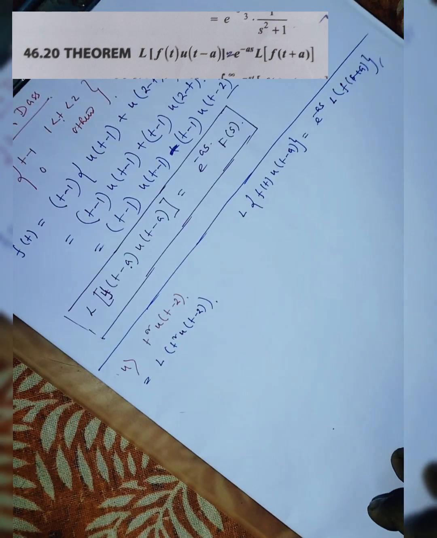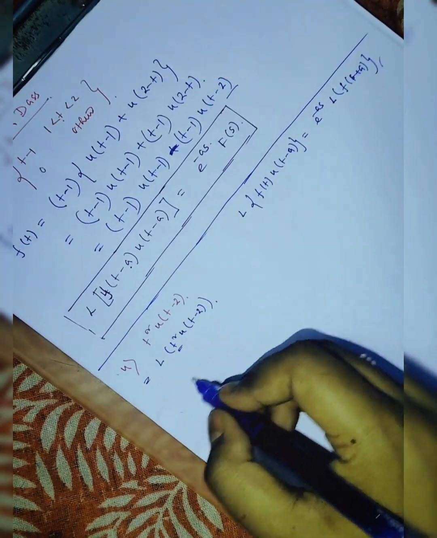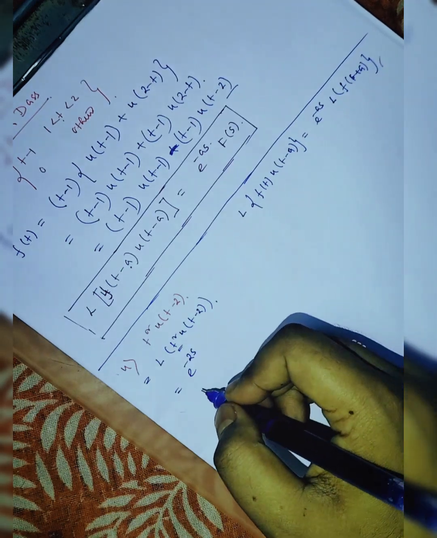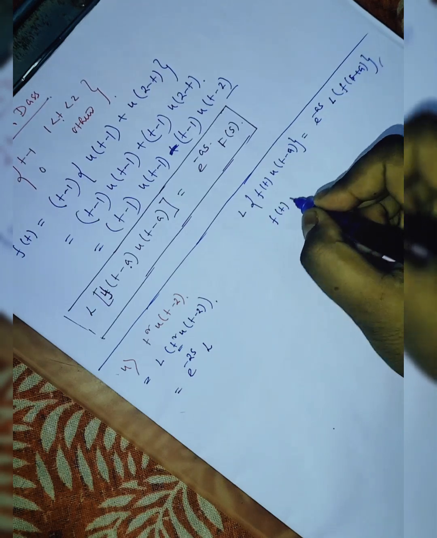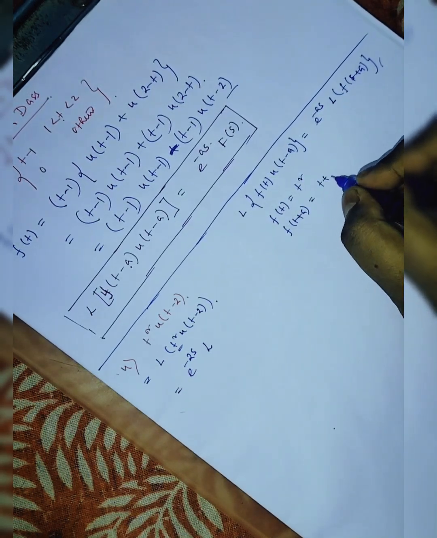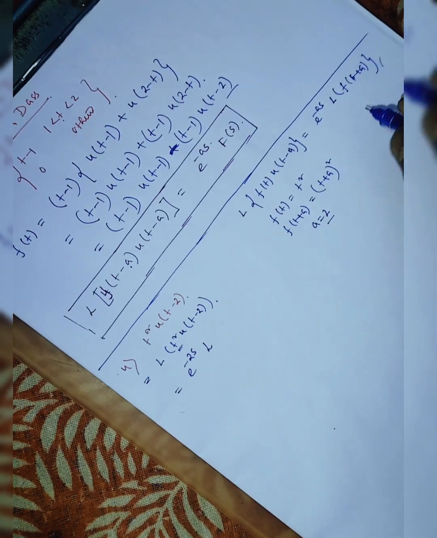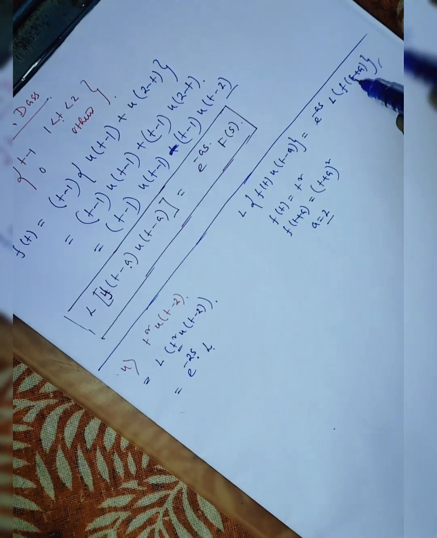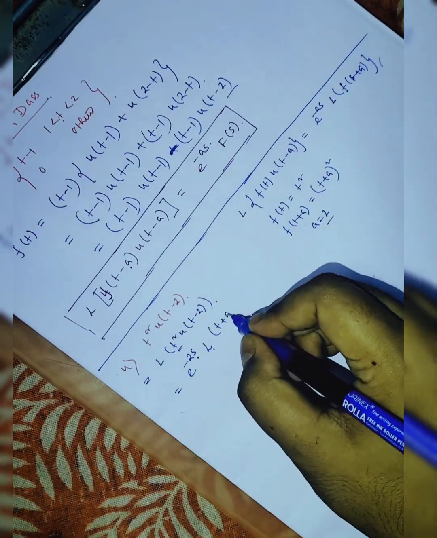So fine. Here f of t equals t squared, so here a equals 2. So e to the power minus 2s, I can write it. Then L of, so here you can see that f of t equals t squared, so f of t plus a equals t plus a whole squared, and a equals 2. Why am I using this t plus a? Because of this formula, minus as, so here minus 2s, and then L of f of t plus a, which is t plus a whole squared.